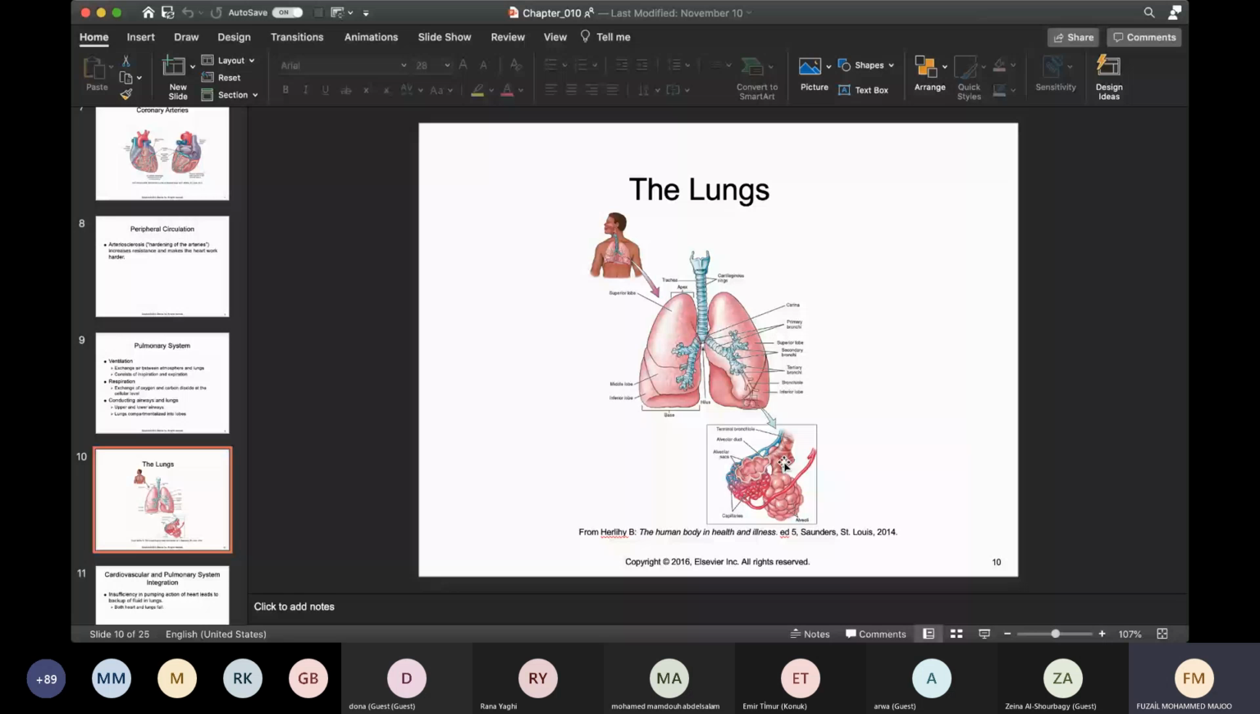Now, when you look over here, this is the left side. The left side has two lobes. The right side has three lobes. So the left lung is slightly smaller than the right side. The main reason why, if you look over here, is that this is where the heart comes and sits in place. It's making room for the heart. That's it.